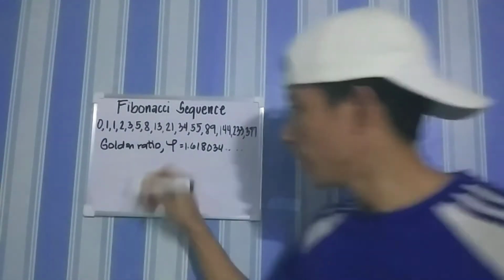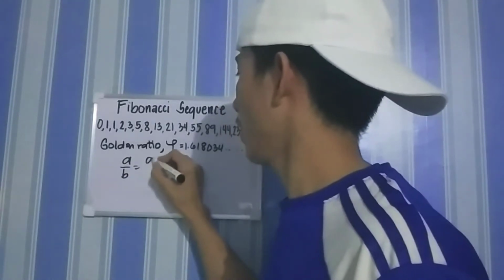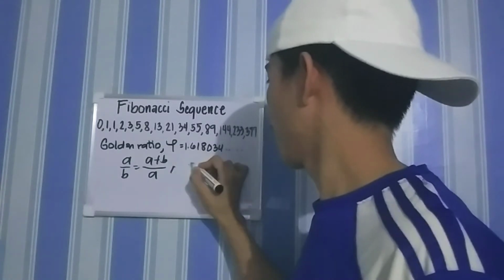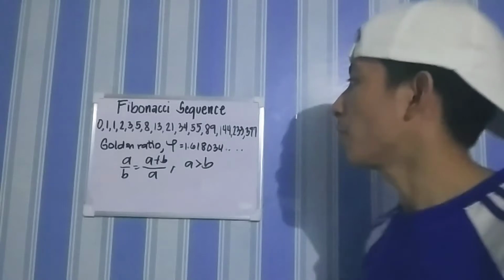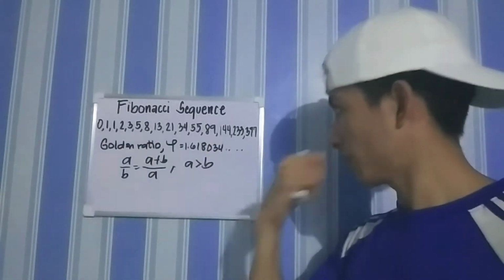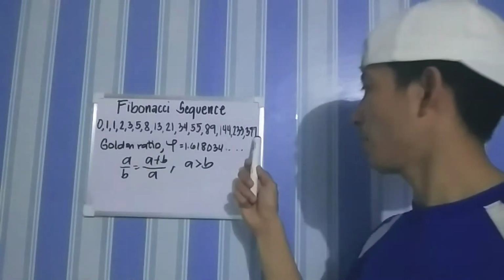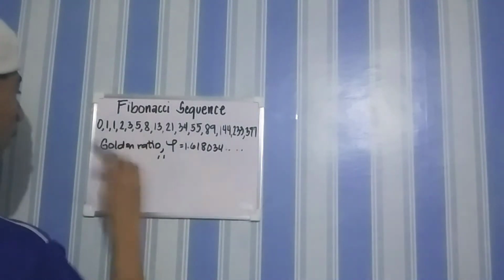So let's say the two quantities, A over B is equal to A plus B over A, where A is greater than B. And knowing some of the numbers of the Fibonacci sequence, here is the list. Let's say we start with 0 up to 377 and so on.